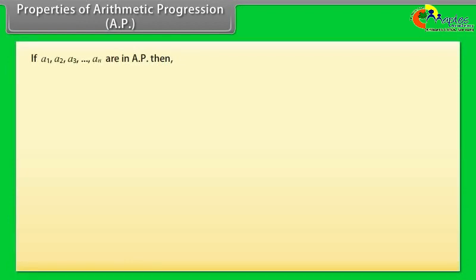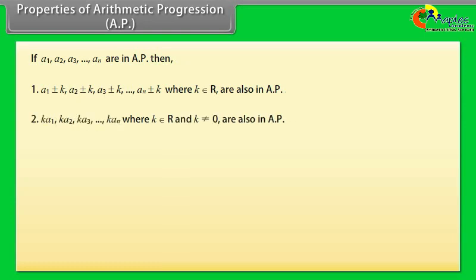Properties of arithmetic progression, AP. If a1, a2, a3 up to an are in arithmetic progression, then a1 ± k, a2 ± k, a3 ± k up to an ± k, where k belongs to R, are also in AP. k·a1, k·a2, k·a3 up to k·an, where k belongs to R and k ≠ 0, are also in AP. a1/k, a2/k, a3/k up to an/k, where k belongs to R and k ≠ 0, are also in AP.